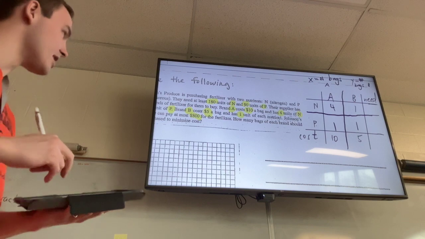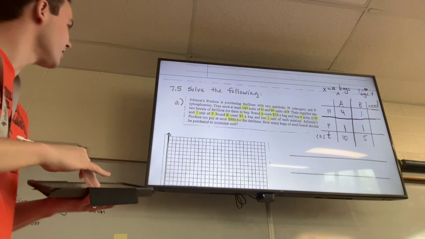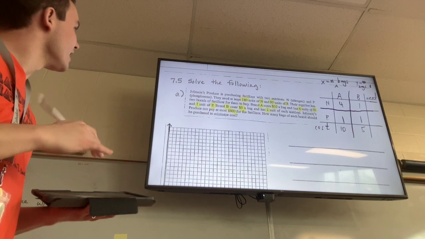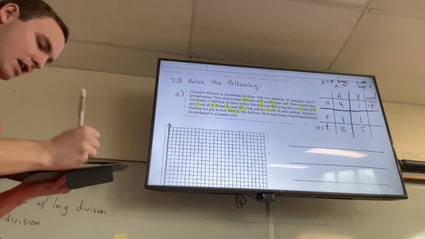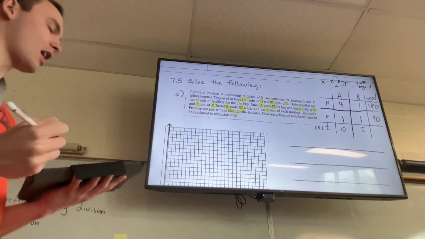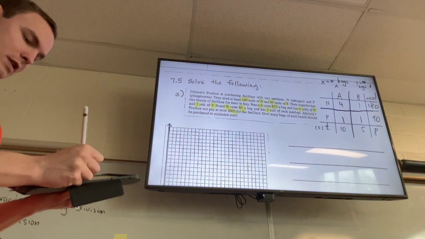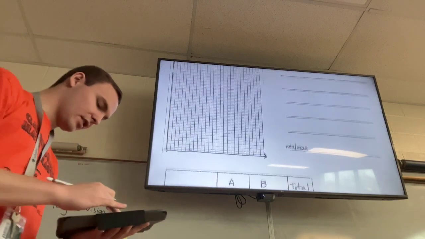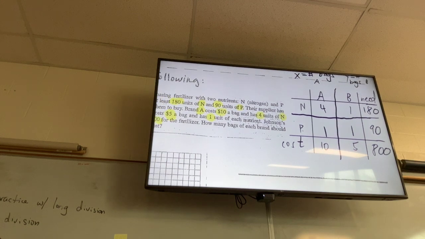So how much N does the company need? How much N does it say? How much nitrogen do they need? They need 180 units of N. And how many units of P? 90? Cool. Okay. Cost is what? What's the most they can pay? 800. Okay. So what we're going to do is come up with some constraining equations. Okay. It kind of looks like a matrix. I think that's why it's in the matrix chapter. Okay. Yay.